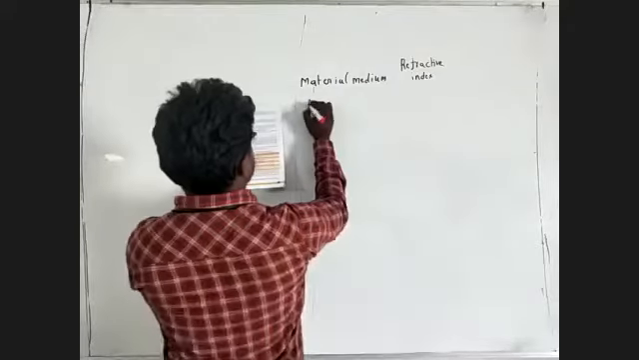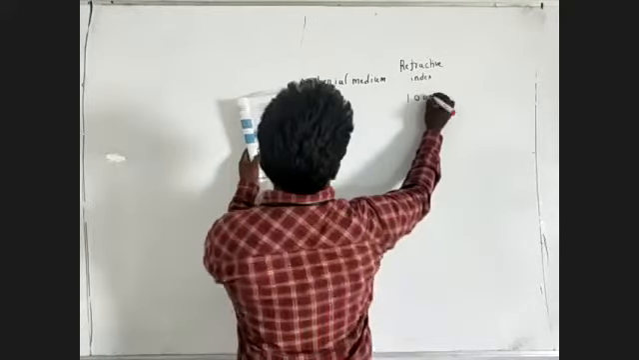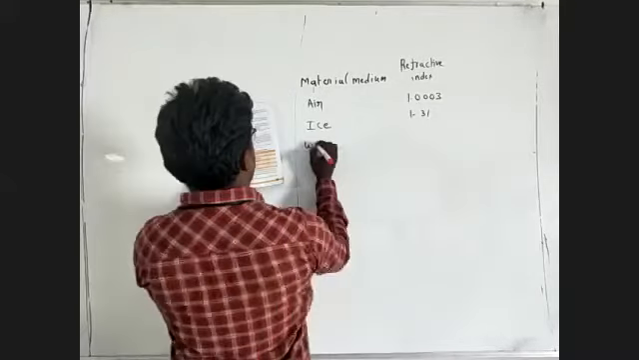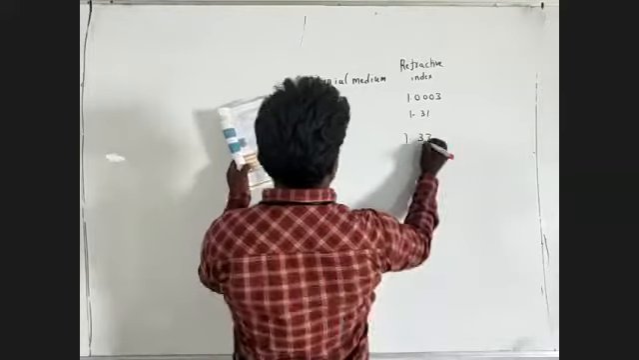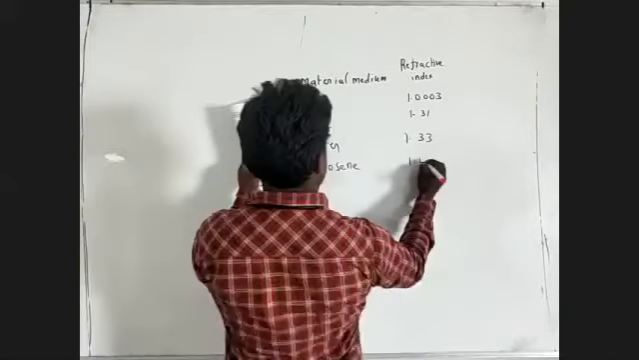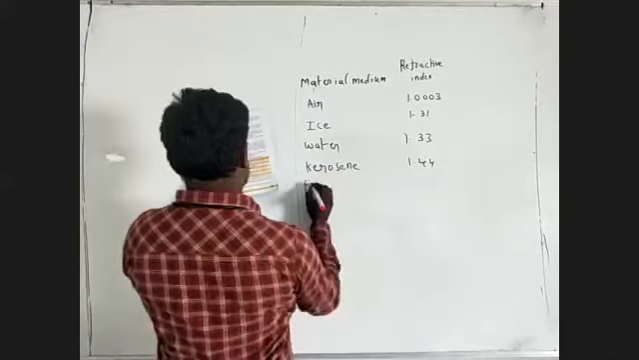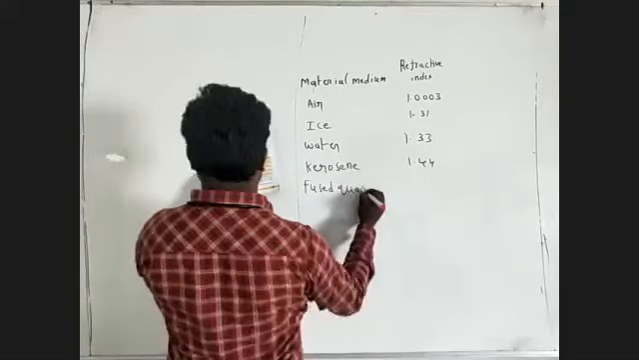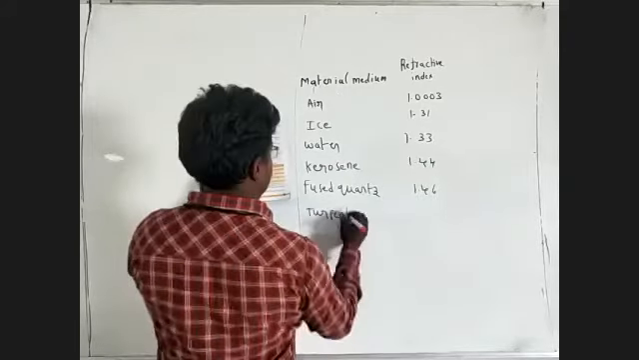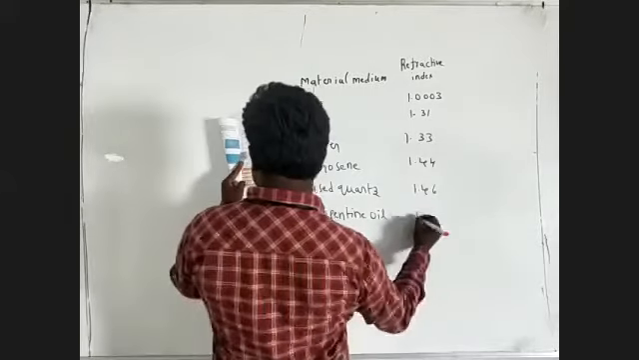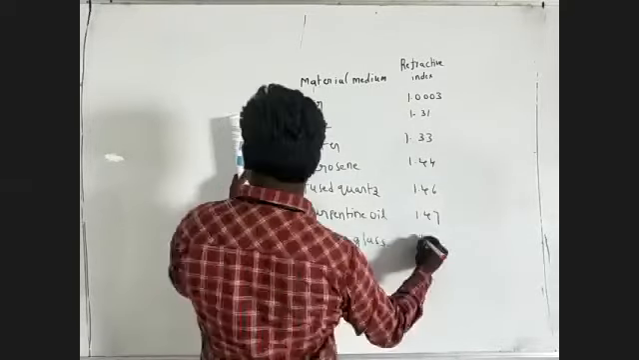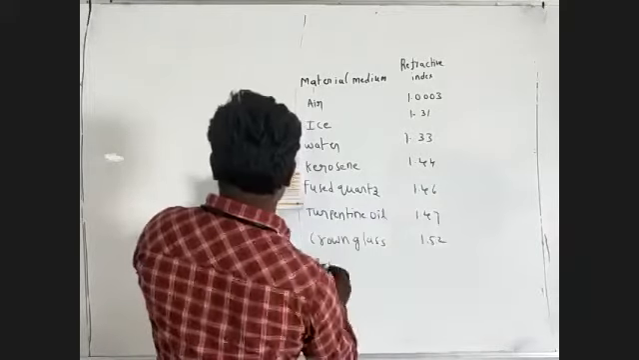Next, first one is egg, different next 1.003. Next, ice 1.31. Water 1.33. Kerosene 1.44. Fused quartz is 1.46. Toughness oil 1.47. Crown glass 1.52. Benzene 1.50.